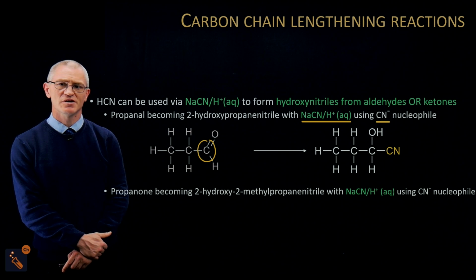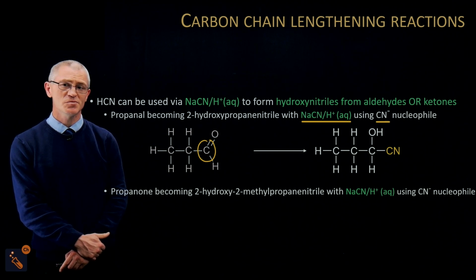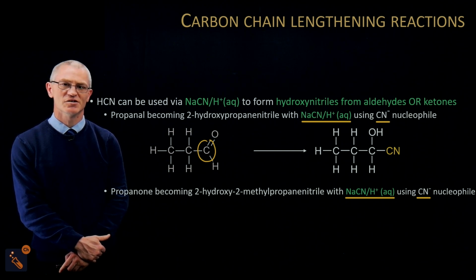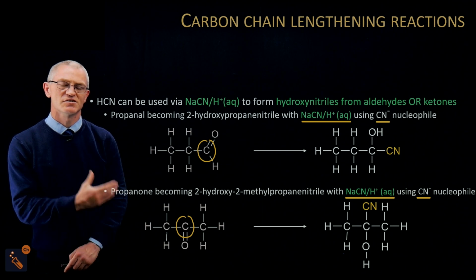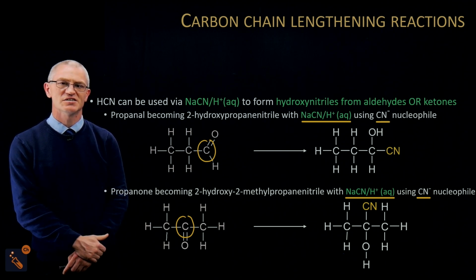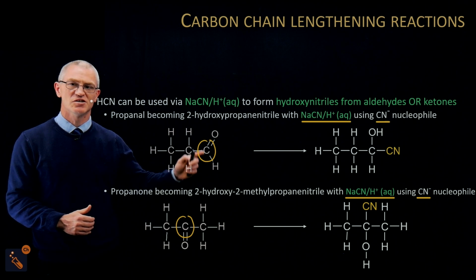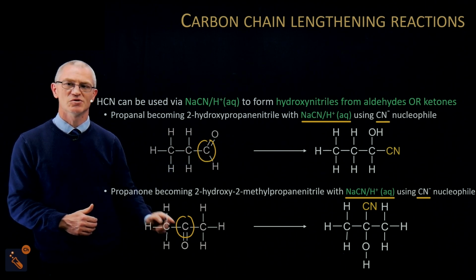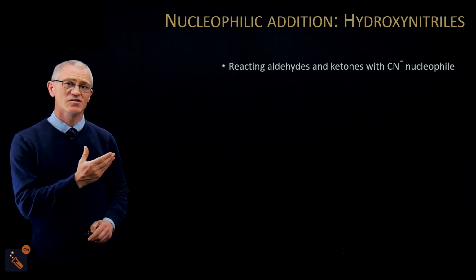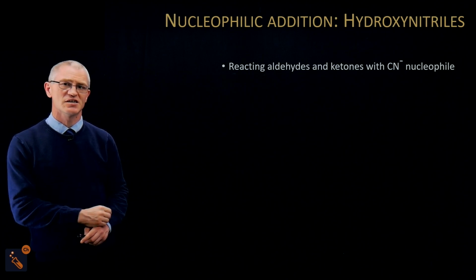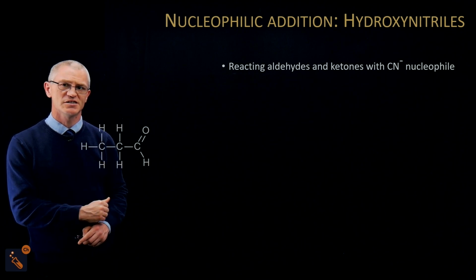We then take the propanone and that can become 2-hydroxy-2-methylpropane nitrile. Again, don't worry about the name, and that's with the NaCN/H+ aqueous and the CN- nucleophile. This time the ketone here is going to turn into this hydroxynitrile there with the CN where the carbonyl is. So you're looking for where the carbonyl is, and that's where you're putting the CN on. This will make more sense when we look at the mechanism where you react these aldehydes and ketones with the CN- nucleophile through nucleophilic addition.